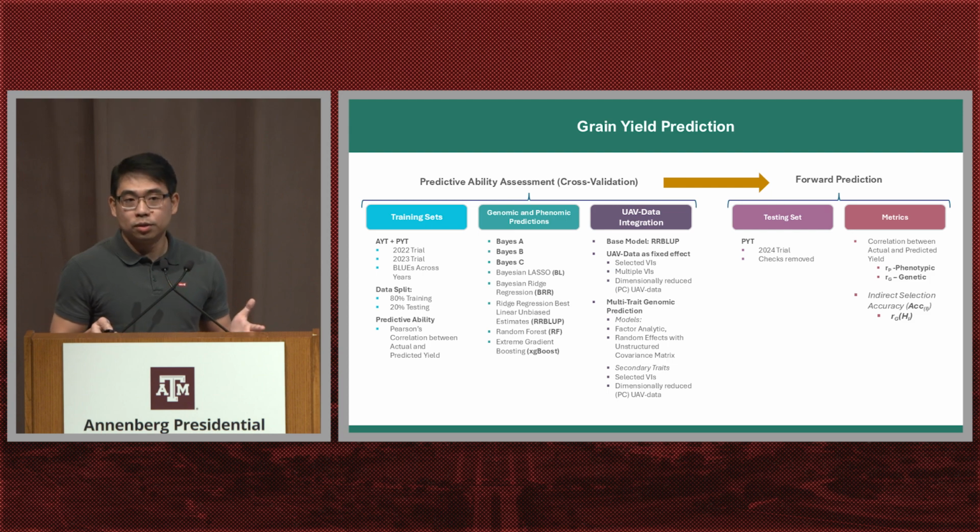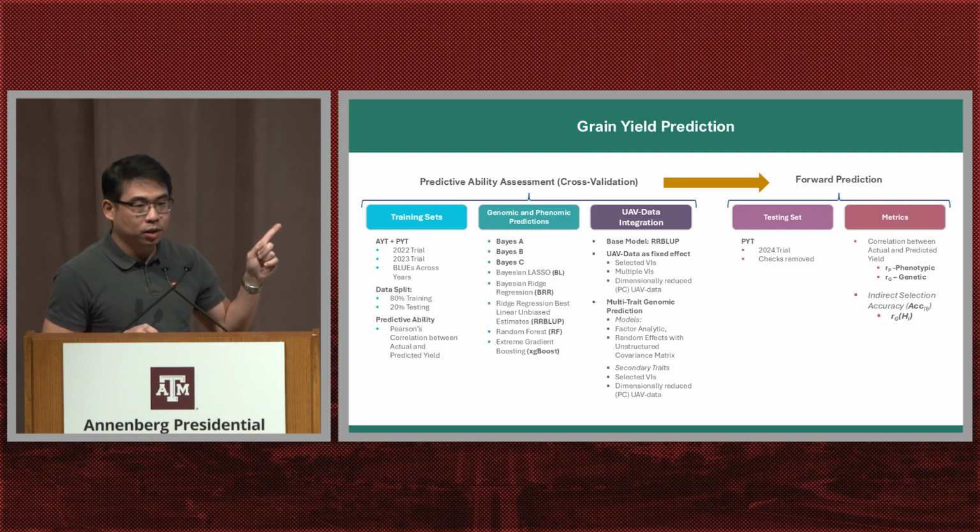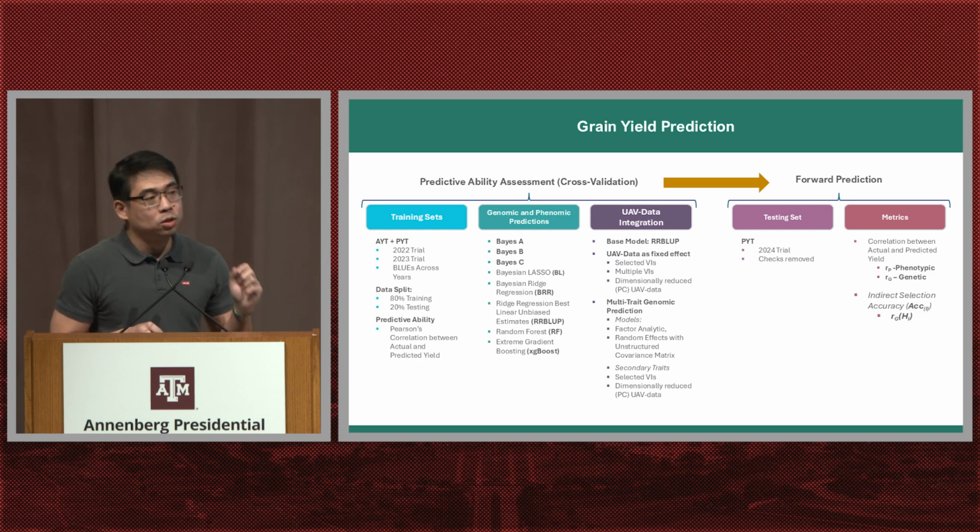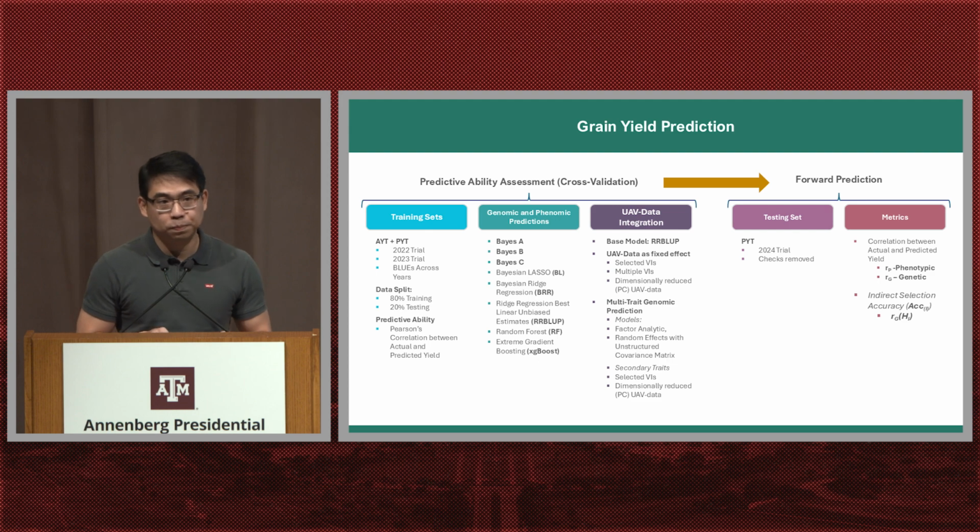Now, I did some forward prediction as well to see the utility of these models and approaches. I used the 2024 preliminary yield trial that has 206 genotypes. I intentionally removed all the checks and all the genotypes that were present in 22 and 23. For this, I looked at certain metrics. Obviously, I looked at the phenotypic and genetic correlation between the predicted and the actual grain yield, but I want to share with you our results on assessing the indirect selection accuracy. We get that by multiplying the genetic correlation between the predicted and the actual grain yield with the square root of the heritability of the predicted values.